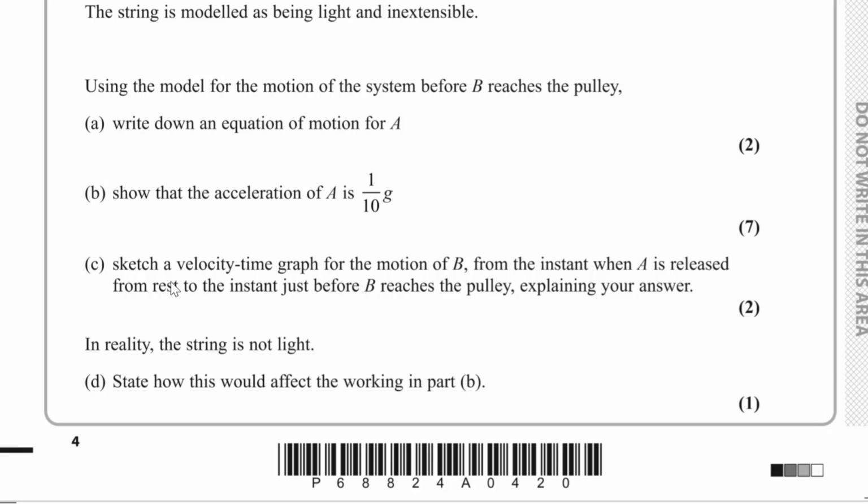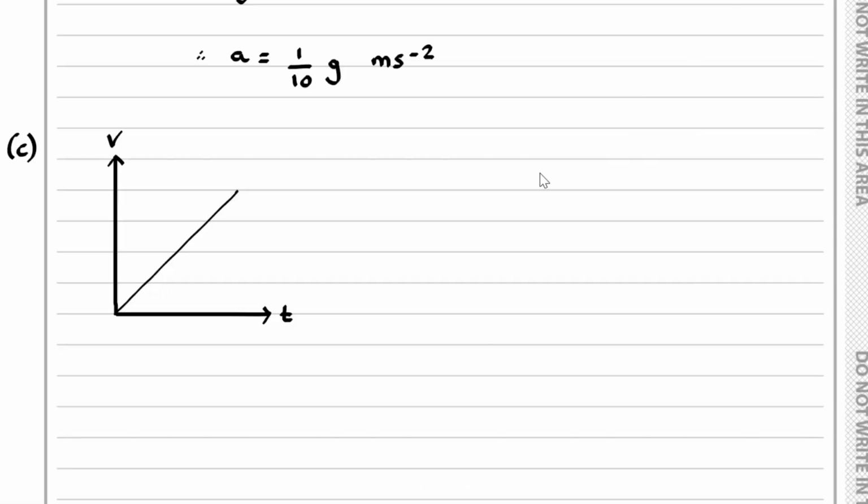For part C of the question, we have to sketch a velocity time graph for the motion of B from the instant when A is released from rest to the instant just before B reaches the pulley, explaining your answer. For part C, you can see here, we start off at the origin. The acceleration is constant, but the velocity will continue to increase. And so we see that the acceleration of B is constant.